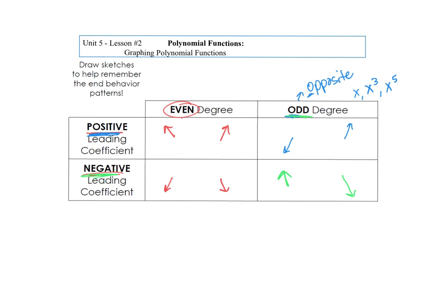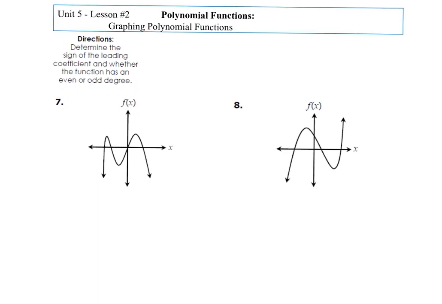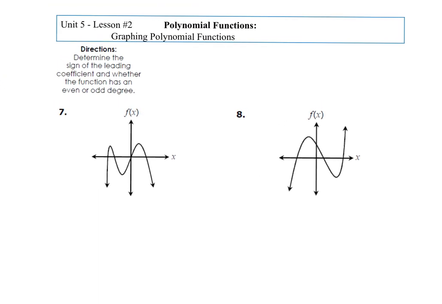Now that answers end behavior, which can help us answer what we were doing before, approaching infinity or negative infinity, when we're in certain directions, just by knowing if we have a positive or negative leading coefficient and if our degree is even or odd. And we'll practice that here on numbers 7 and 8. Let's look at these. It says, in our directions, determine the sign of the leading coefficient and whether the function has an even or odd degree.